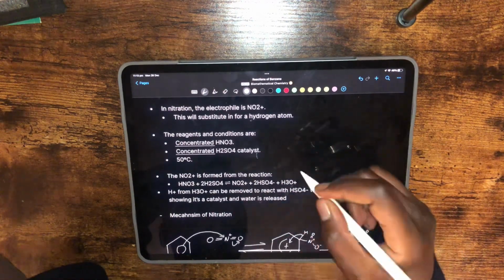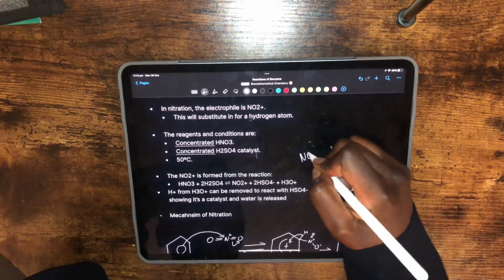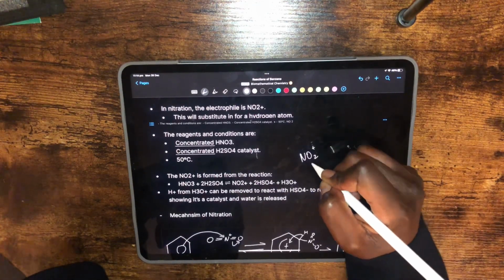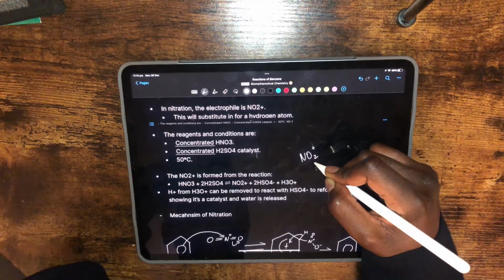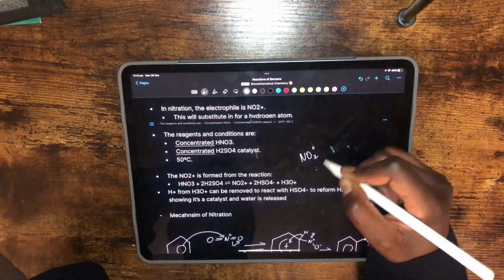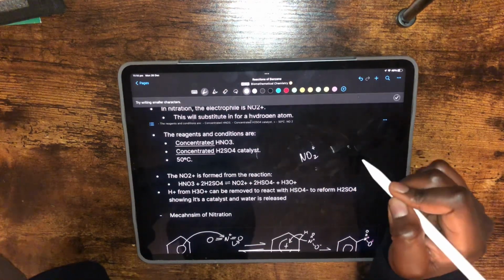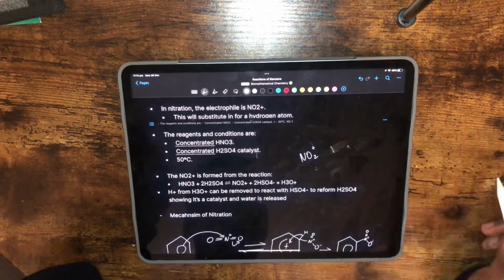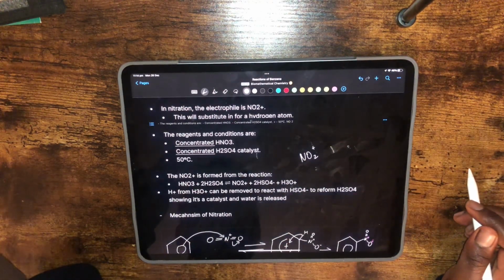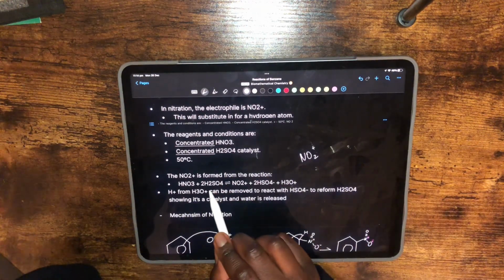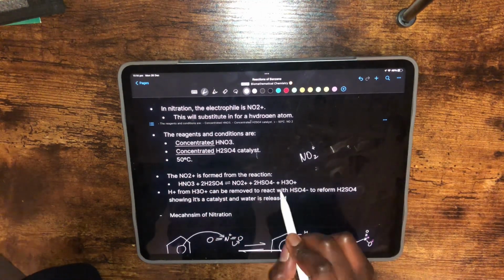You know that this is one of your electrophiles that's going to be used for your mechanism. So you already know that this is going to be there. The only extra thing that's going to be there is H3O plus, because NO2 plus is already gone, and you know you're going to lose a H2SO4. So you're just left with that, and the charges need to be balanced on these.